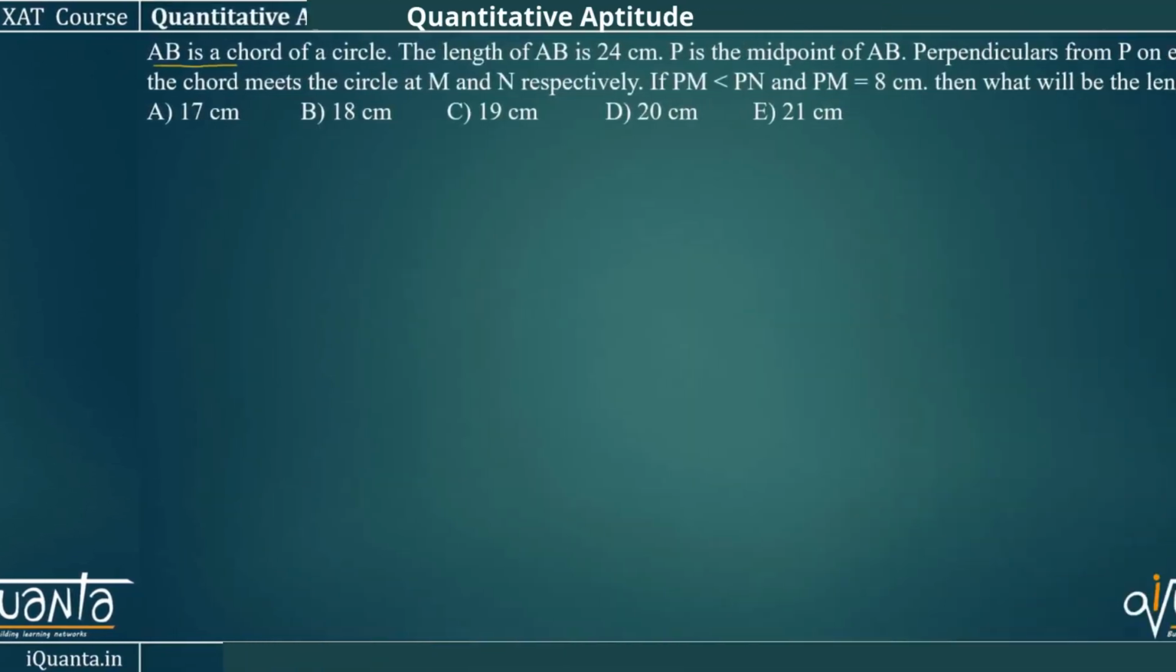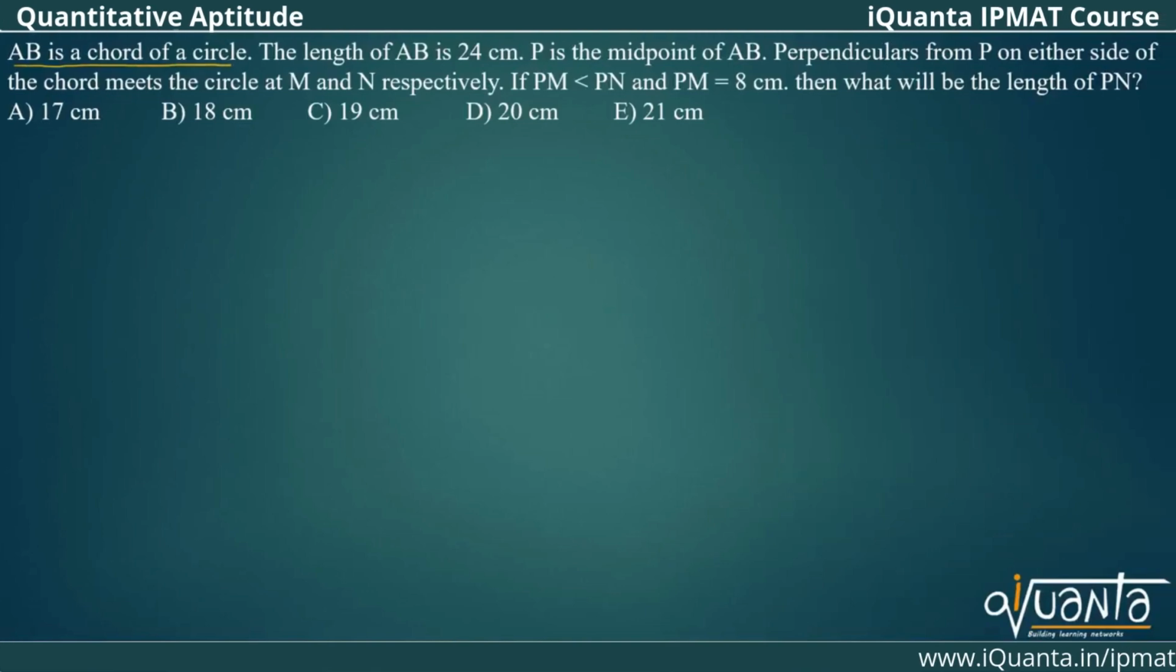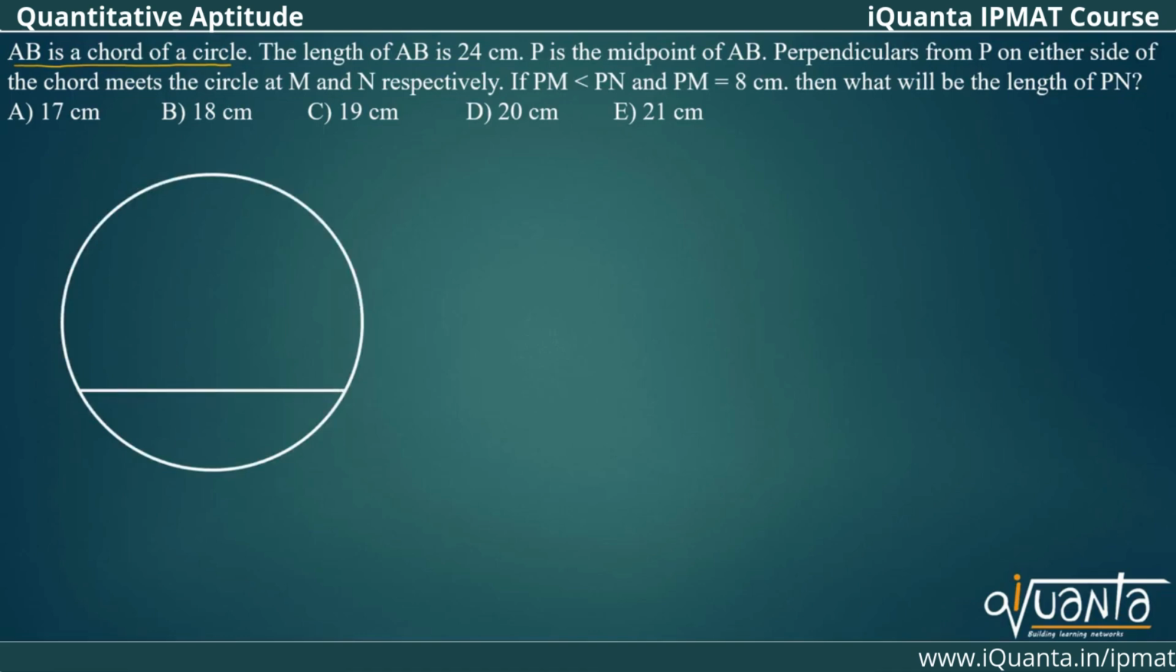Option C will be: AB is a chord of a circle. So first of all, we need a circle over here. Let this be that circle. AB is a chord, so let me draw a chord here, which will be AB. The length of AB is 24, so AB will be equal to 24. P is the midpoint of AB, so let this be P and this will be the midpoint of AB. That means this part will be equal to 12, this will be equal to 12.